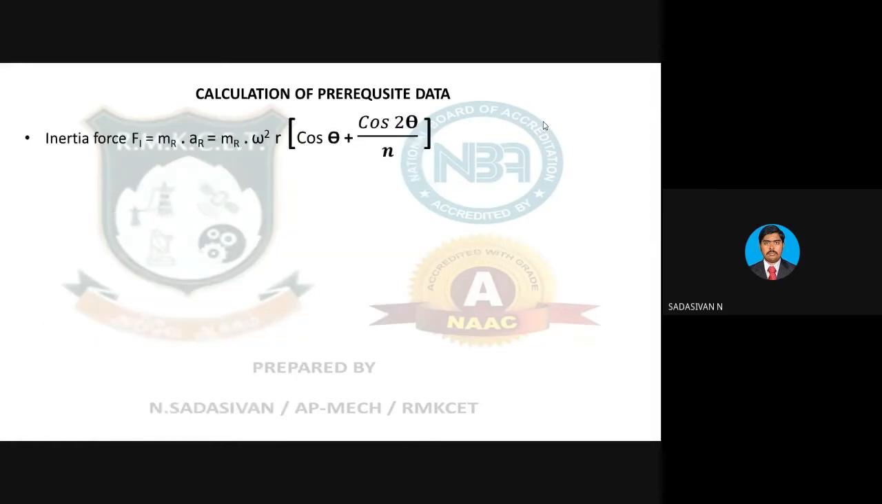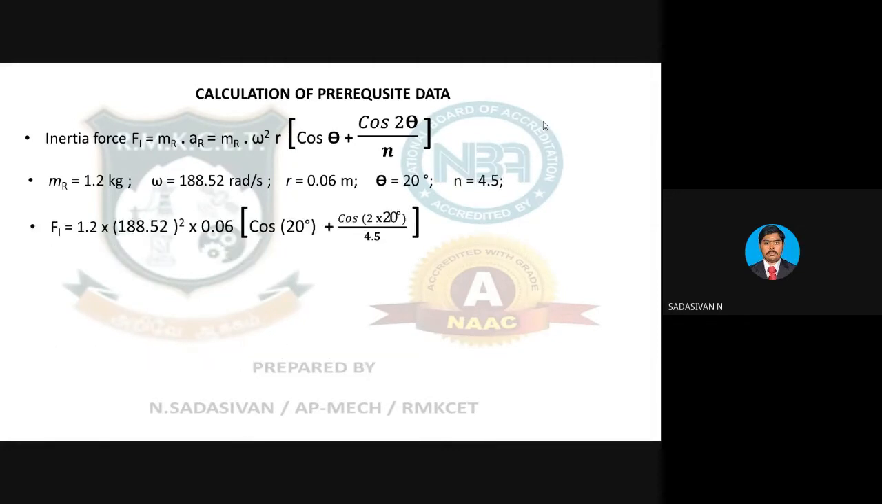Next is inertia, mass into acceleration: m R omega square into cos theta plus cos 2 theta by n. Mass of the reciprocating parts is 1.2 kilogram. Omega is 188.52. R is 0.06. Theta is 20 degree, so 2 theta is 2 into 20 degree, 40 degree. N is 4.5. Substitute everything into the formula. If you solve this, you will get 2840 Newton. 2840 Newton is the inertia force.